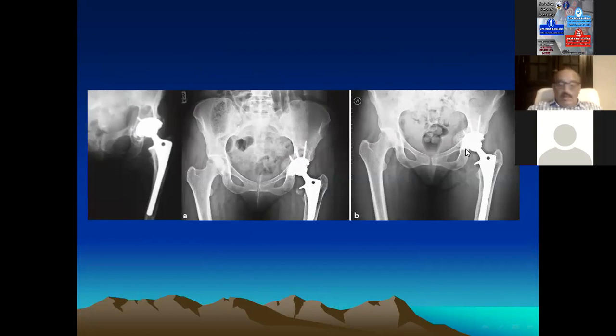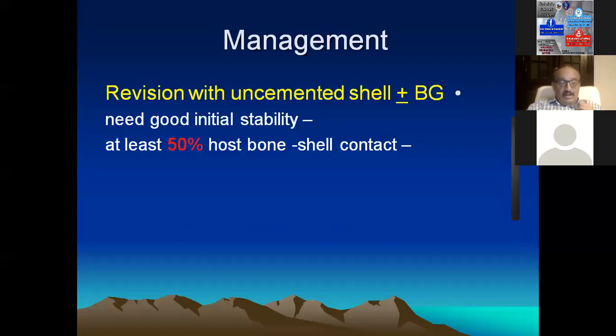There is a problem in this. It is rare, and also sometimes the locking mechanism of the liner will be destroyed after a while. So another way is to revise the acetabular loosening by another uncemented cup, all right? Usually you will find a bigger cup that can fit into the defect, with or without bone grafts. But you will need at least 50% of contact between the host bone and the shell. So just revision by a bigger cup.